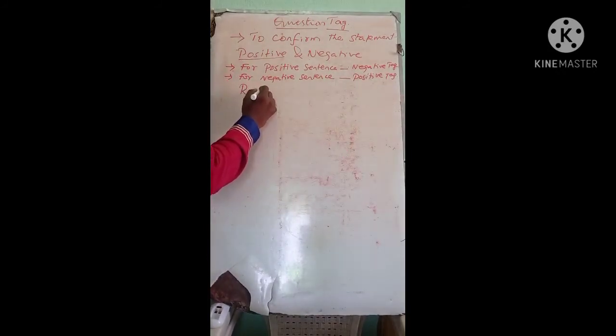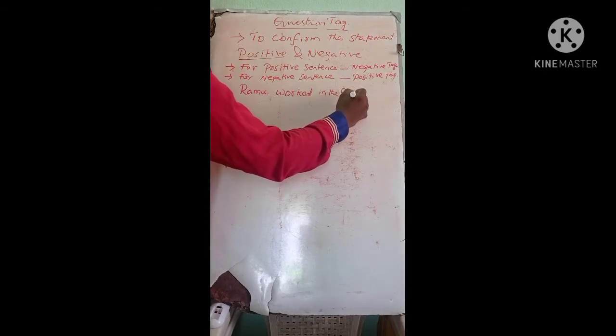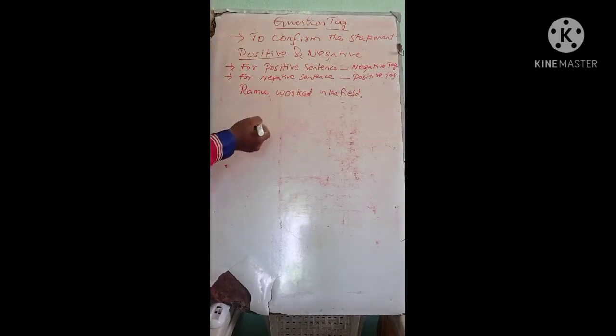See, Ramu worked in the field. Already told you this is a positive statement, but here we do not have any auxiliary, so we should go for a do form to divide the main verb. See, what is it? Ed. Ed tells that this verb is in the simple past tense. So, did plus work. In case the verb is in the simple past tense, we should write did plus work. Very good.